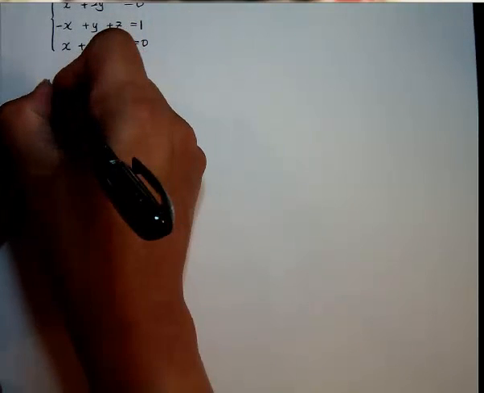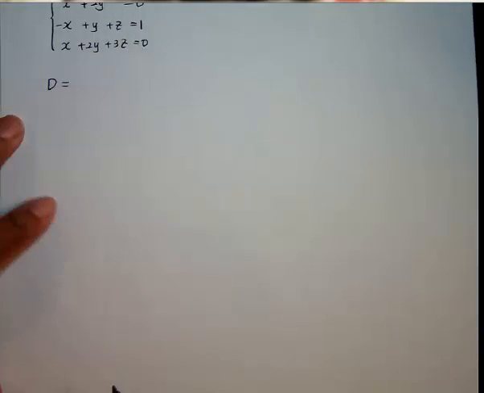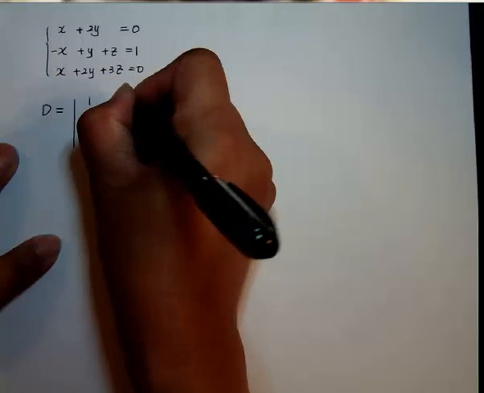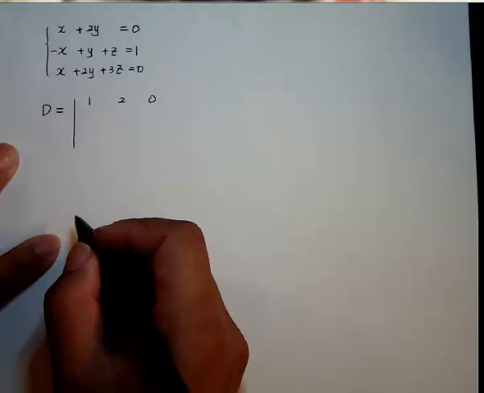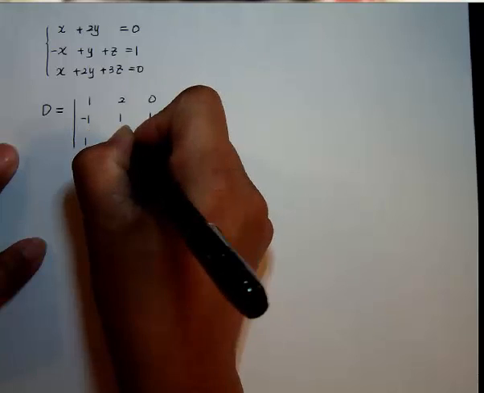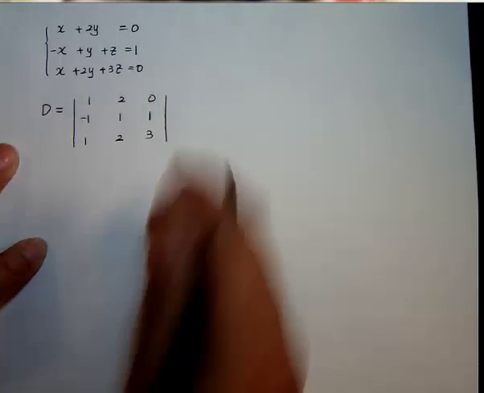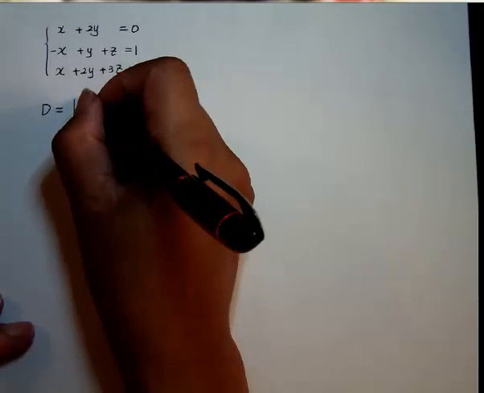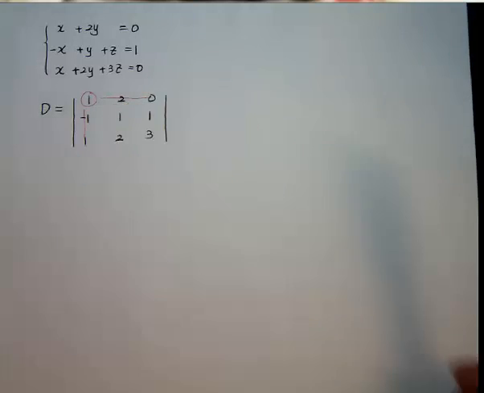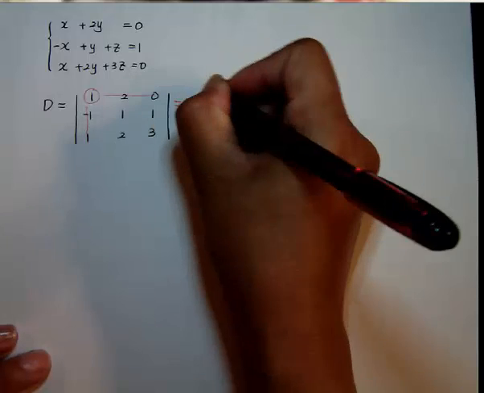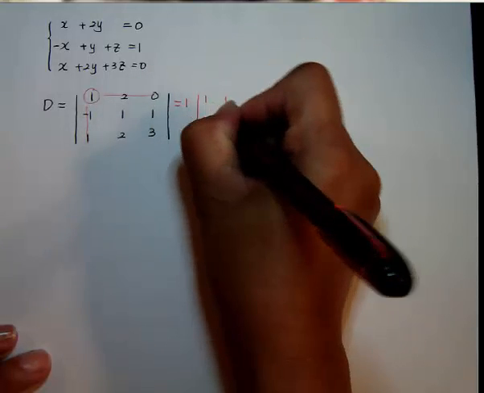Let's take a look at the denominator determinant. All the coefficients: 1, 2, 0. This 0 is the coefficient of z. Negative 1, 1, 1, 1, 2, 3. To evaluate this determinant, first we use this one and cross out those, okay? So that will give us 1 times the determinant of 1, 1, 2, 3.